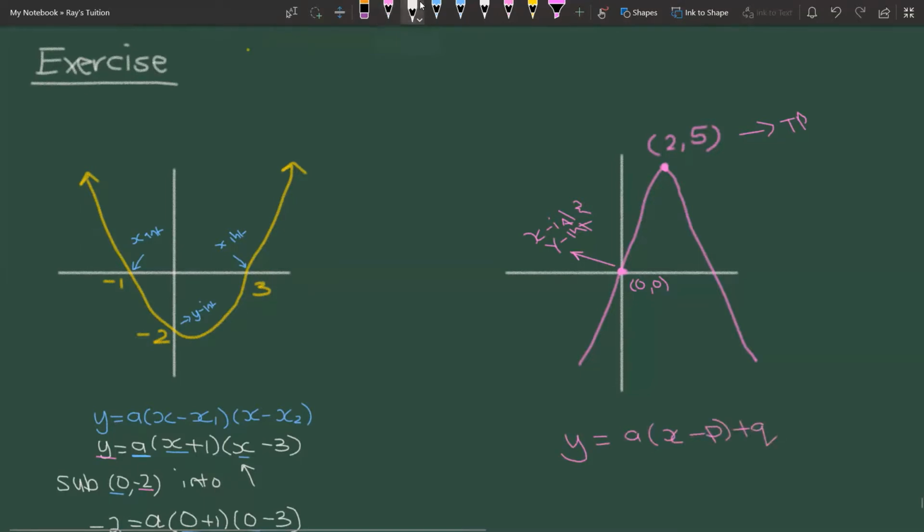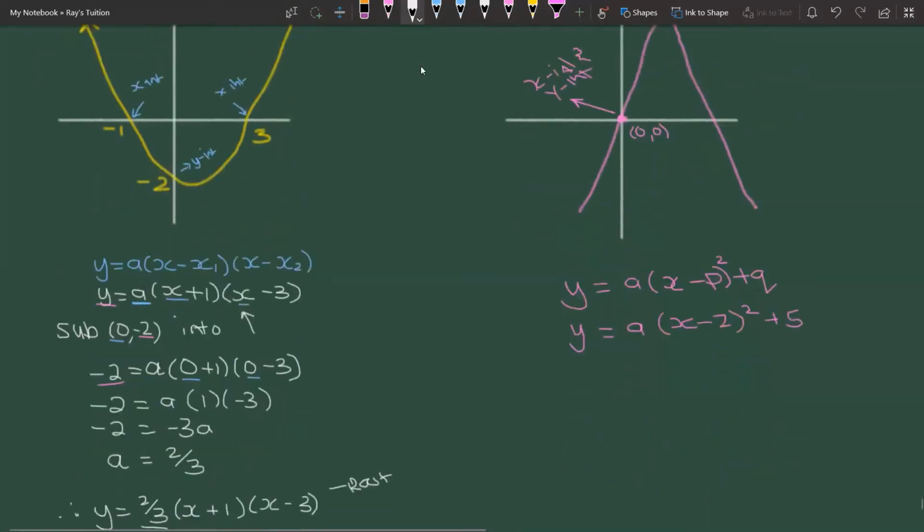Now I'm going to substitute the turning point. So in the place of p, I'm going to put the p, but we remember to change the sign. So if it's positive, it would have been x minus 2 in the equation. And the q value is 5.